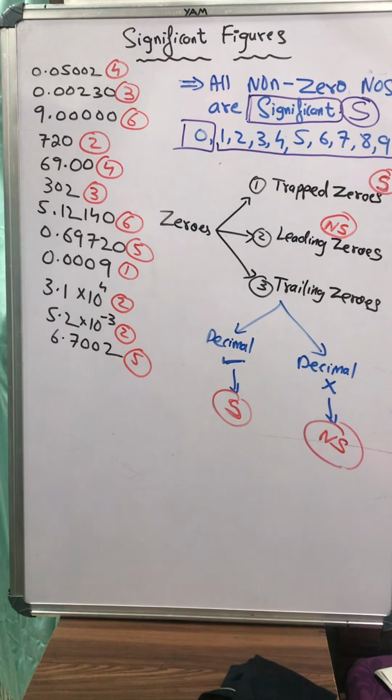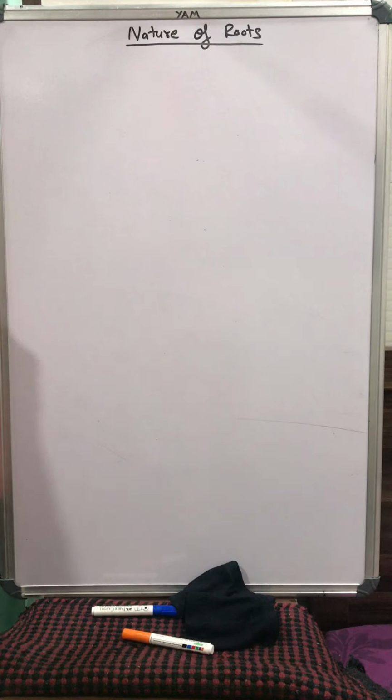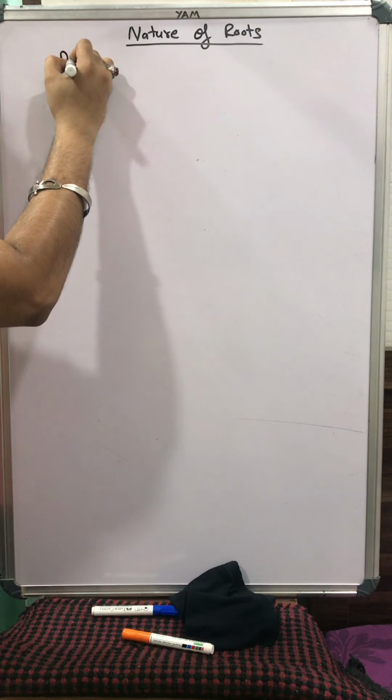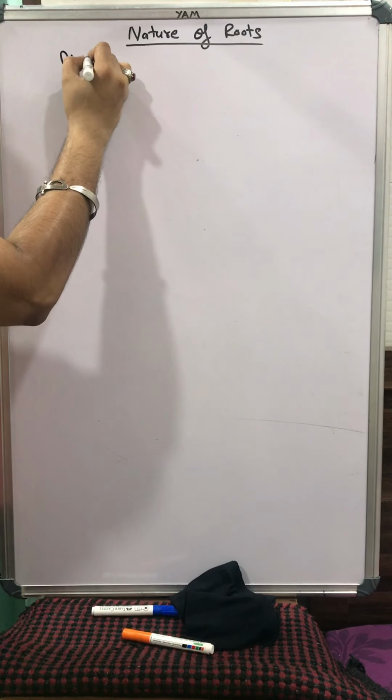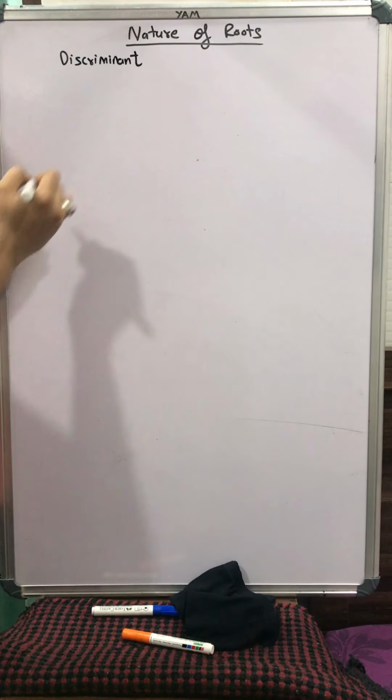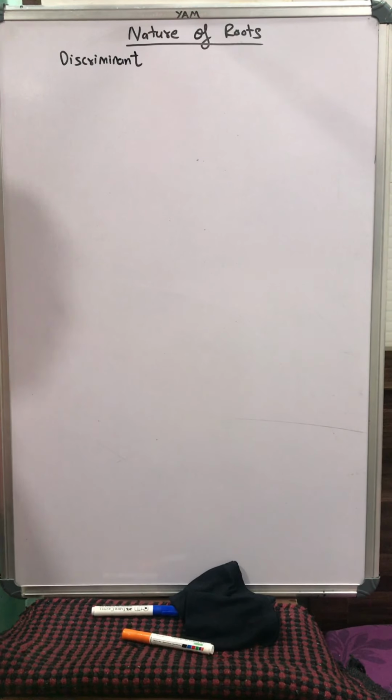We are discussing now the nature of roots. Okay, how to find the nature of roots? To find the nature of roots we have a shortcut, a beautiful thing. To find the nature of roots we need to find the discriminant. Now what is this terminology, discriminant?